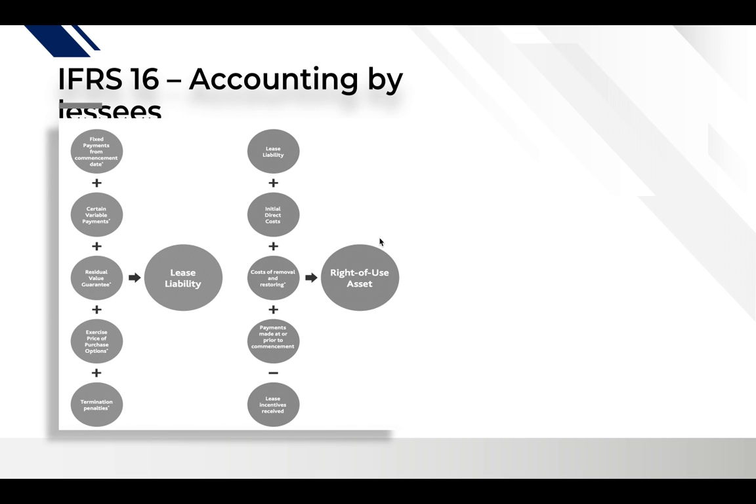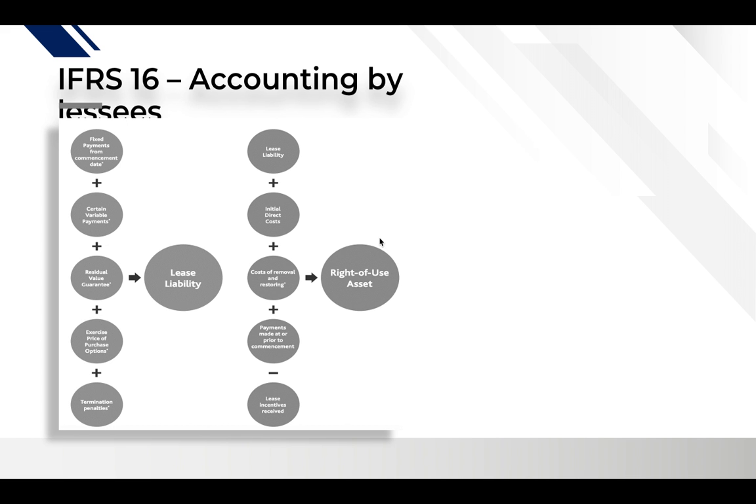So, what are the components of lease liability and right of use of an asset? Lease liability includes the fixed payments from the commencement date, which are your lease payments, certain variable payments if they are part of the lease agreement, residual value guarantee, which is a guarantee the lessee has to pay to the lessor at the end of the lease term, exercise price of purchase options if it is part of the contract, and termination penalties if any. So these contain the components of lease liability.